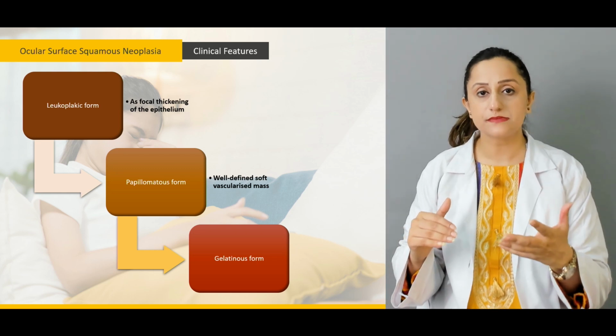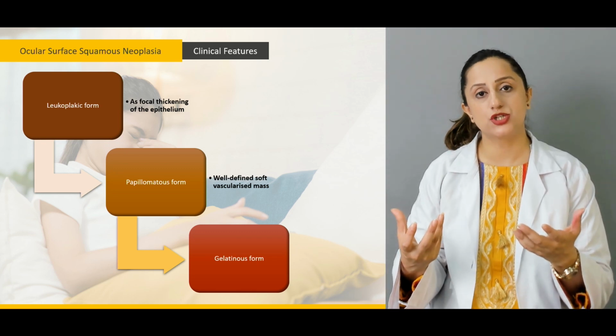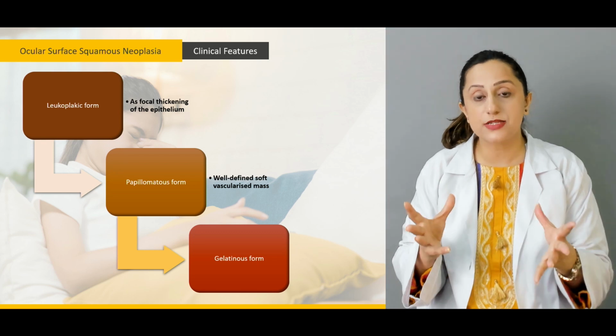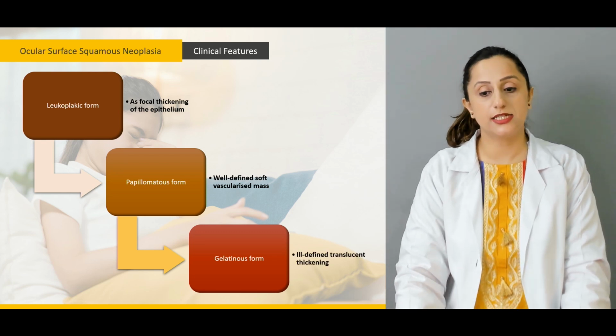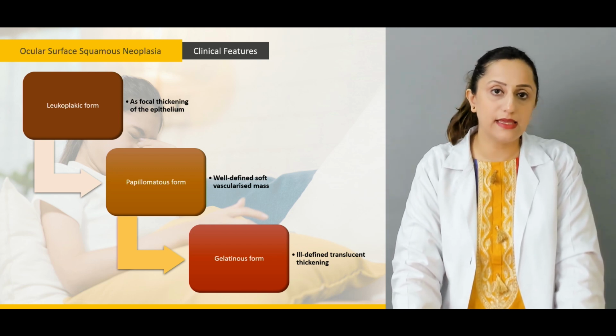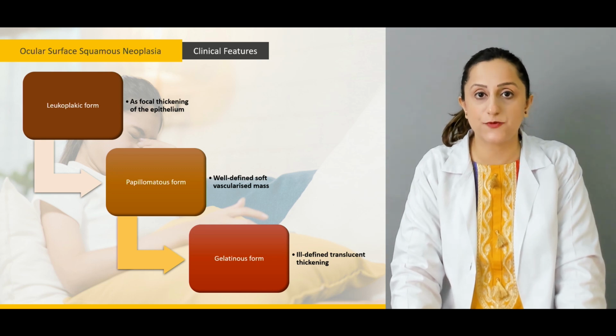We have a plaque formation that then basically mutates to a papilloma formation, and finally there is a gelatinous form that appears in the conjunctiva. It's ill-defined, it's translucent, and obviously we note down the thickening of the conjunctiva along with these features.